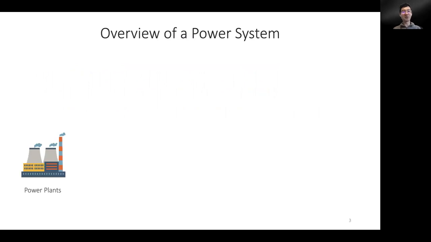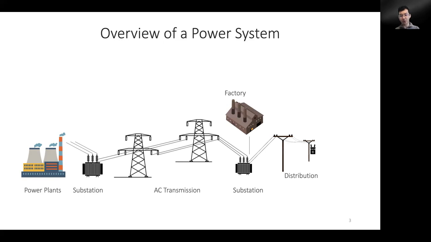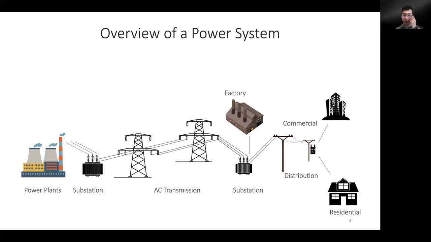So, an overview of a power system. Usually electricity is generated at power plants at remote locations. Electricity is stepped up in voltage and gets transmitted over a long range to load centers. Voltage gets stepped down to supply, for example, factories directly, and gets further distributed to support commercial and residential loads.